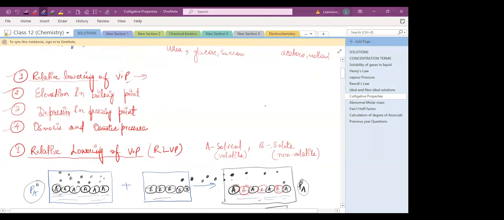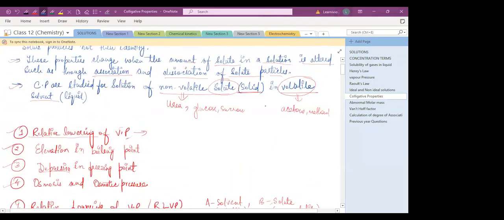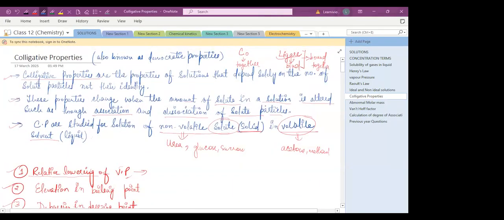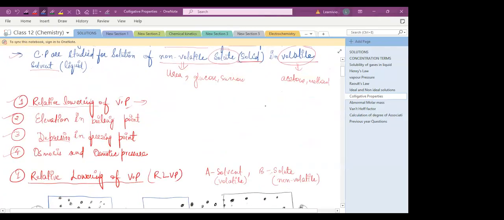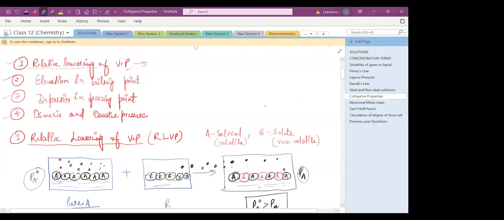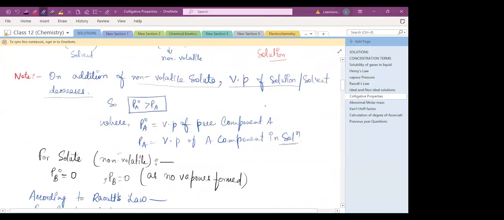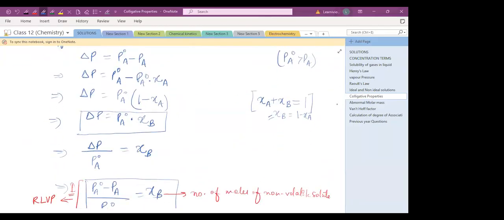Okay, so basically there are four colligative properties, and first you should know what colligative properties are. Colligative properties are those properties of a solution that solely depend on the number of solute particles. So that's the colligative property. We have done the relative lowering of vapor pressure and elevation in boiling point. Now today's topic is depression in freezing point.